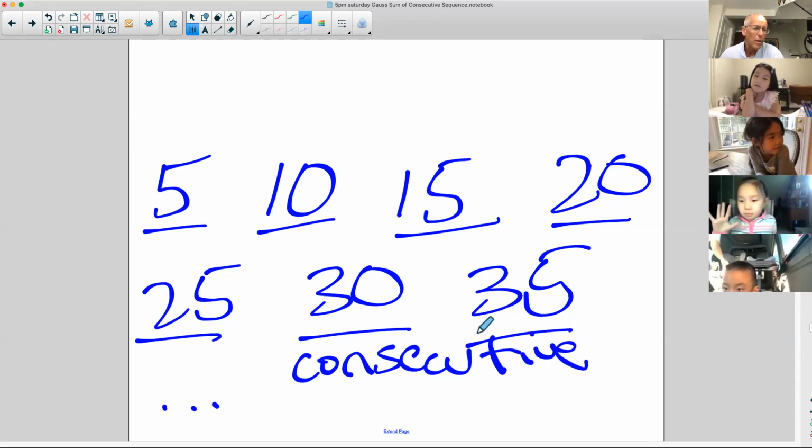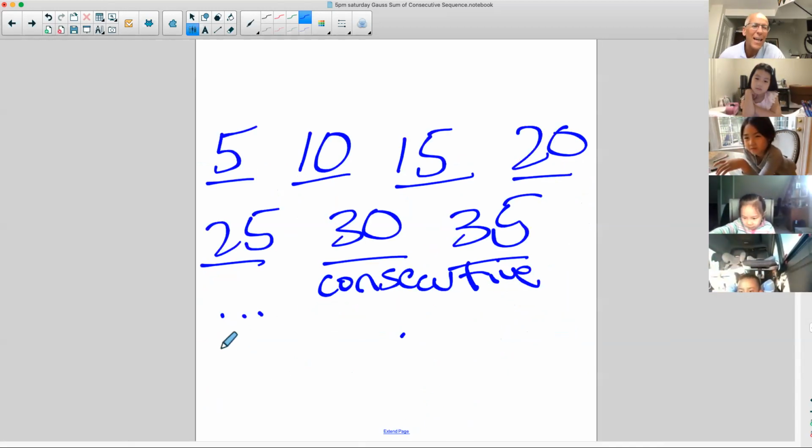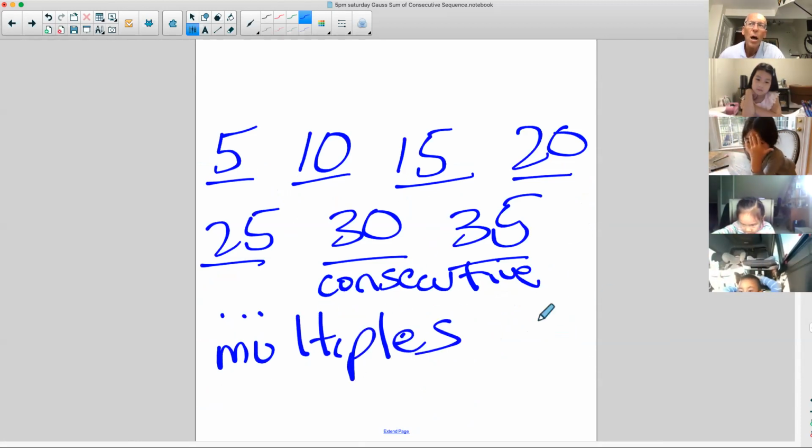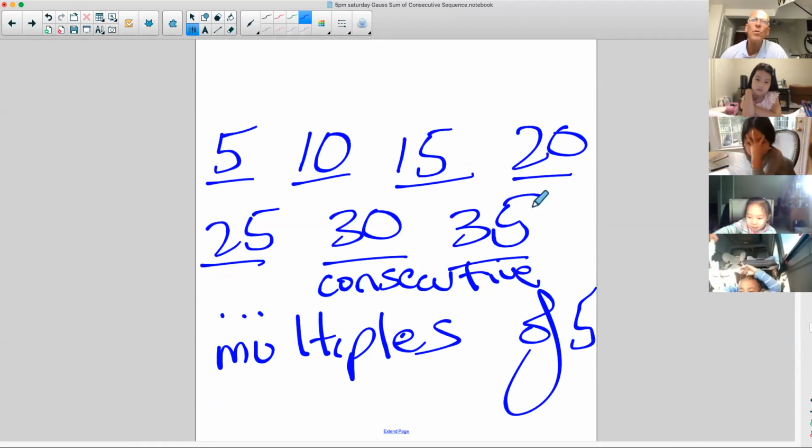Consecutive what? Any idea, Alice? I mean, if you read the numbers, it might help. All right, go for it, Stella. 5s. Yeah, they're called consecutive multiples of 5. Consecutive multiples of 5.